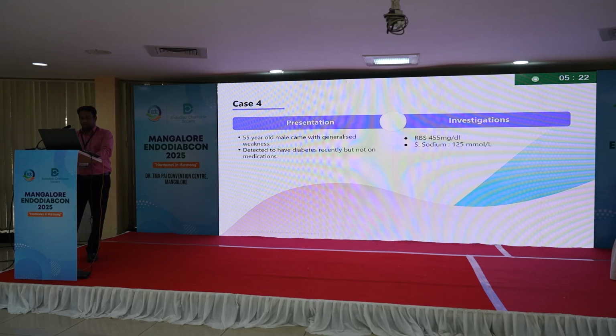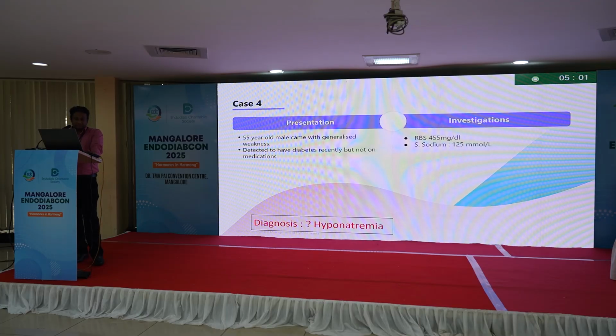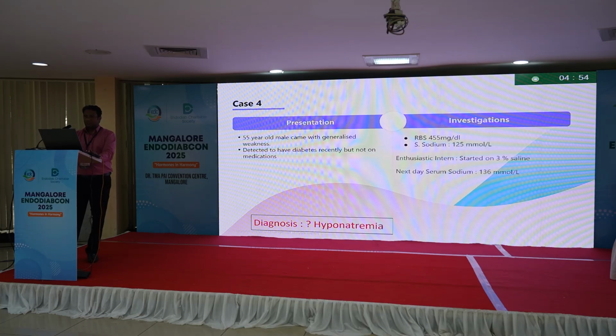So these are some of the final cases. This is a true patient again, a 55-year-old gentleman who came with generalized weakness and diabetes. He knew, but he was not on medications, a typical Mangalore patient, and RBS was 455, sodium was 125. That's where I was called. Before I went, the patient was already on 3% saline. So how many would say that this patient needed 3% saline?